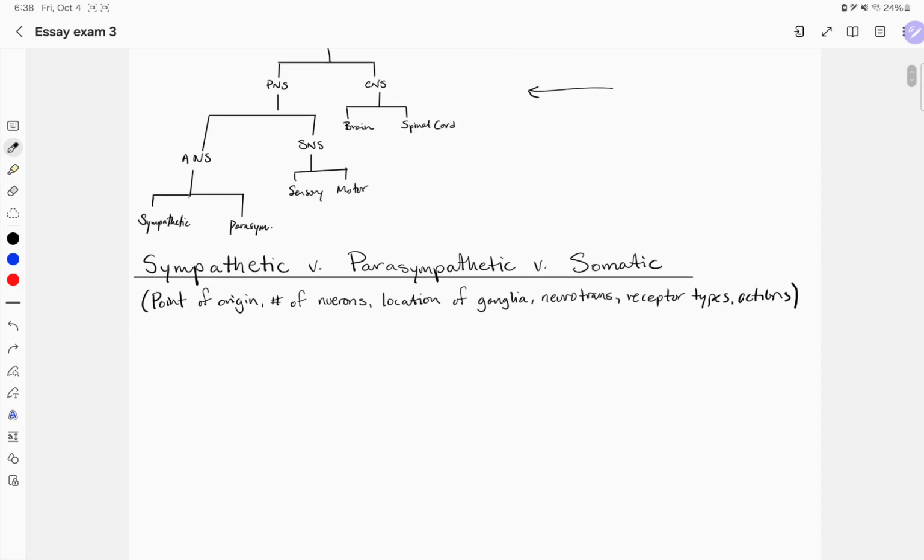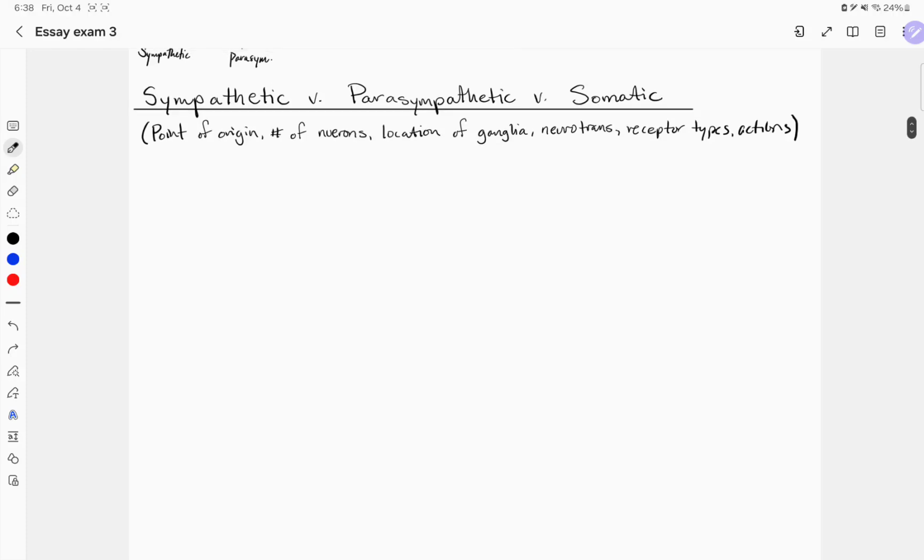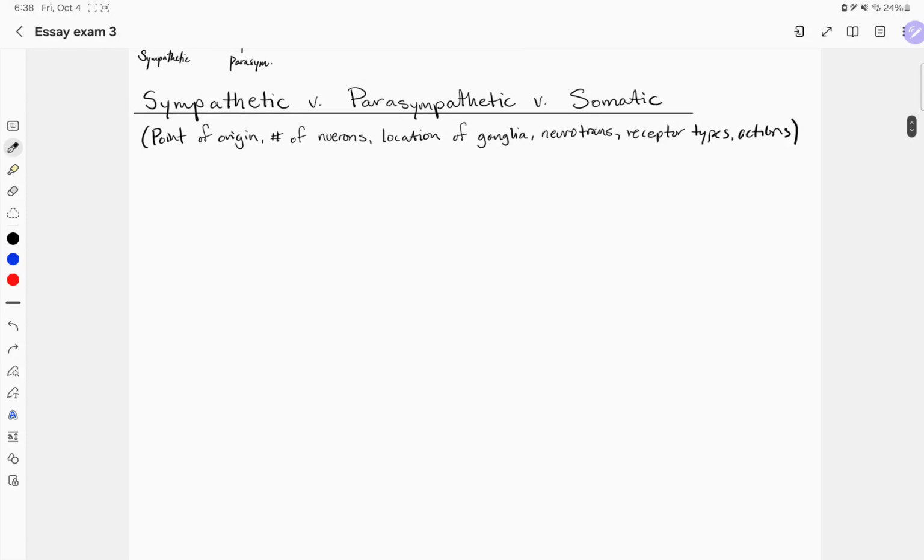So, to get started, I want to come down here and talk about these points: points of origin, number of neurons in each pathway, location of ganglia, neurotransmitters, receptor types, and action. So we'll get into all of that. That's what we're going to be talking about.